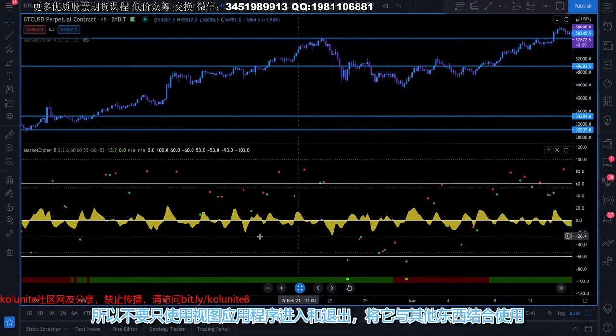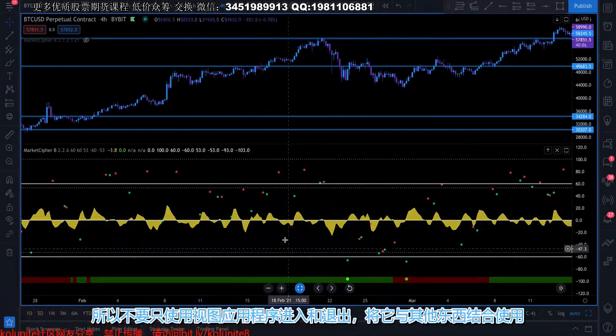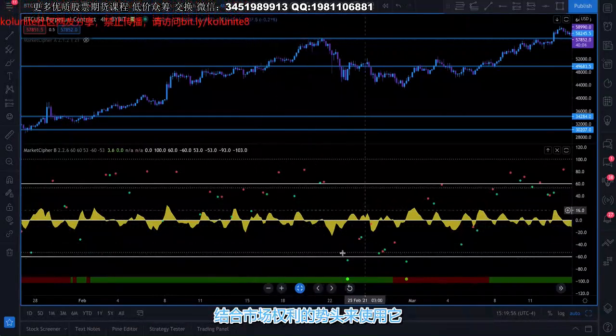So don't just use the VWAP to enter and exit. Use it in conjunction with other things. Use it in conjunction with the momentum of the market, right?